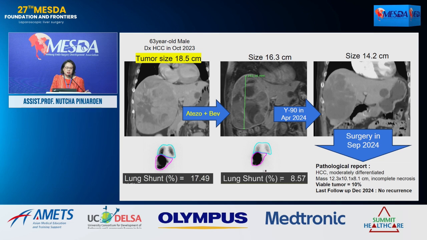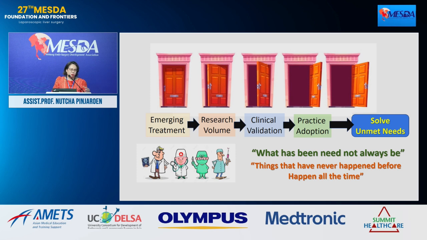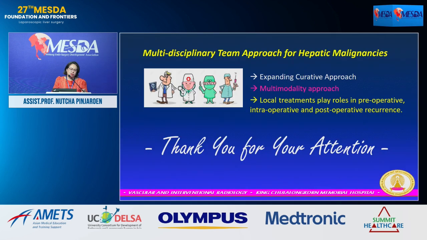The problem is not every case can do Y-90 because it's expensive and also because of high lung shunt. But nowadays, for a case that has high lung shunt, we start with systemic treatment, Atezo-Bev, and then most of the time the lung shunt can decrease, and then we bring the patient to Y-90 and then to resection if possible. So with the new emerging treatments and new modalities, we can treat what we could not treat before with multimodality treatment. So we can help the surgeon expand the curative approach, and also we can take care of intraoperative procedures together and also postoperative recurrence as well.